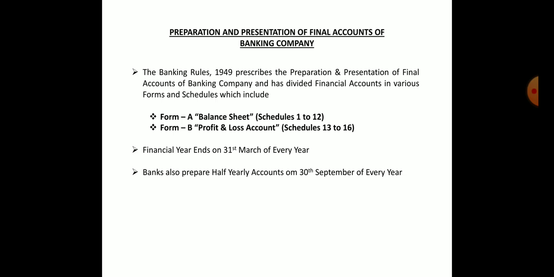These include basically two types of forms. One is Form A, which contains the balance sheet, with schedules 1 to 12, and Form B, the profit and loss account, which contains schedules 13 to 16. So there are basically 16 schedules we have to maintain for making the final accounts of a banking company.